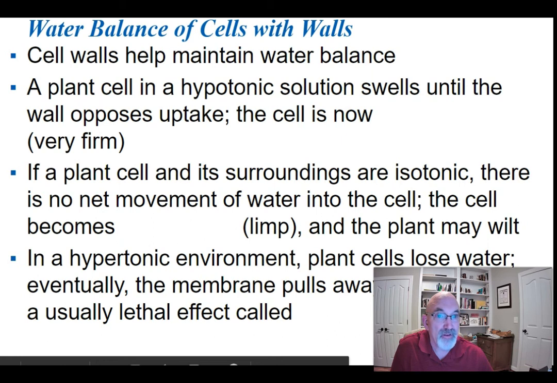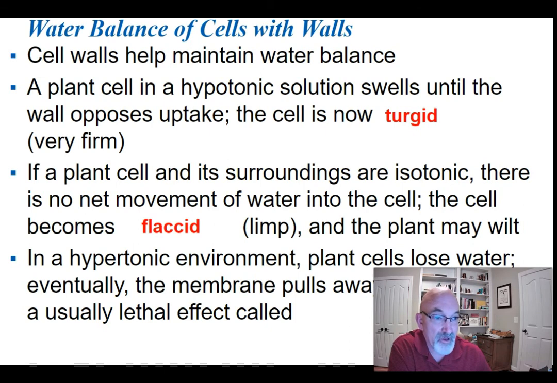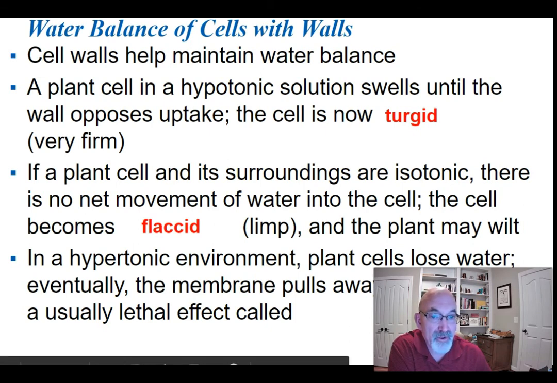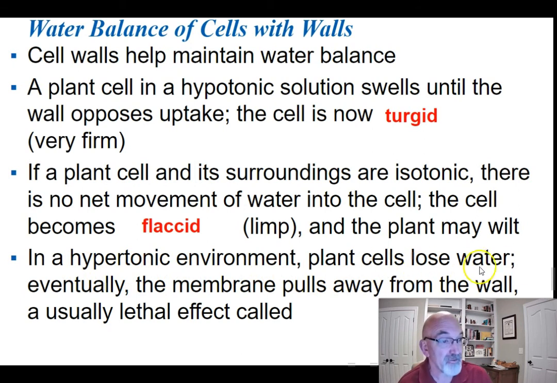Water balance of cells with walls. Cell walls help maintain water balance. A plant cell in a hypotonic solution swells until the wall opposes uptake. The cell is now said to be turgid, or very firm. If a plant cell and its surroundings are isotonic, there is no net movement of water into the cell. The cell becomes flaccid, or limp, and the plant may wilt. In a hypertonic solution, a plant cell loses water.